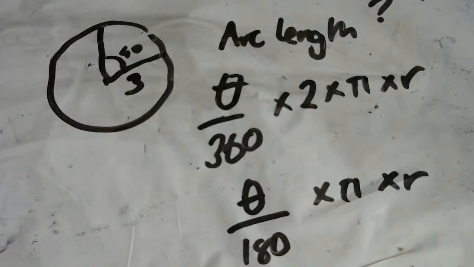Right, so those are the two formulas for arc length, right? So theta over 180, so 40 over 180 times pi times radius. I haven't got my calculator, where is it? Oh, here it is.